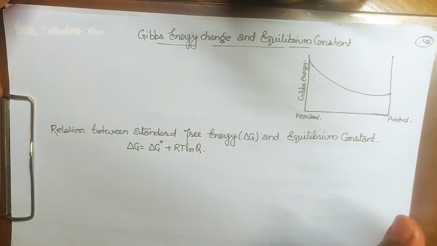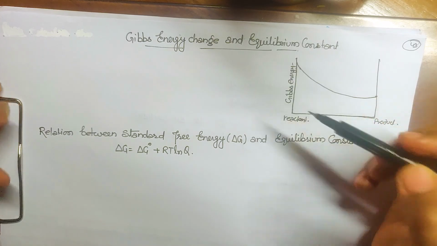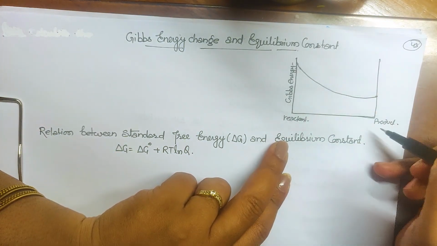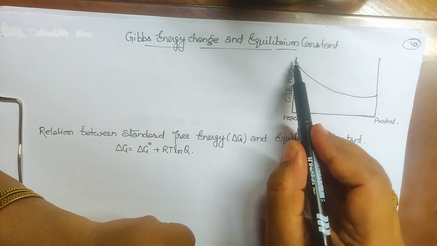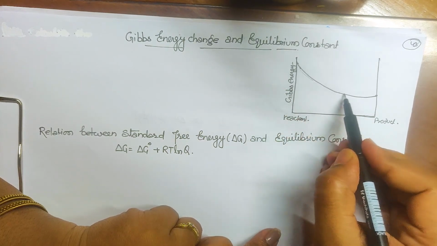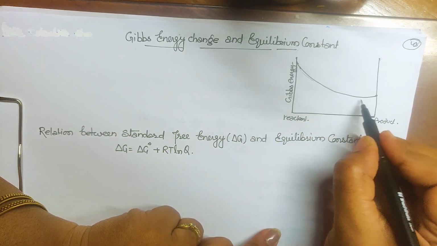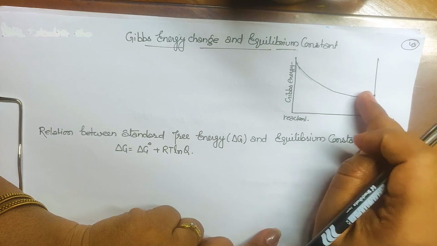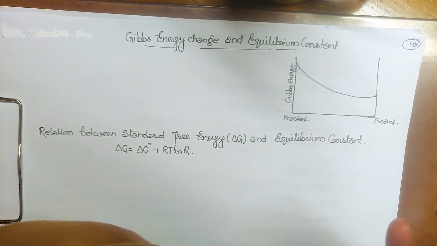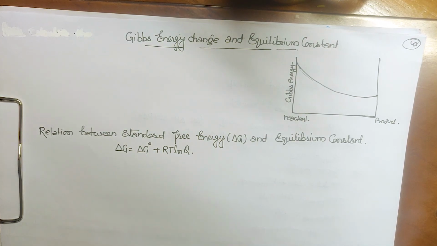So let me explain in the form of a graph. The y-axis is Gibbs energy. This is for reactant and this is for product. When we see the graph, we get it like this. If the graph is towards the product, when it is on the product side, then K will be towards the product, then K will be more than 1.